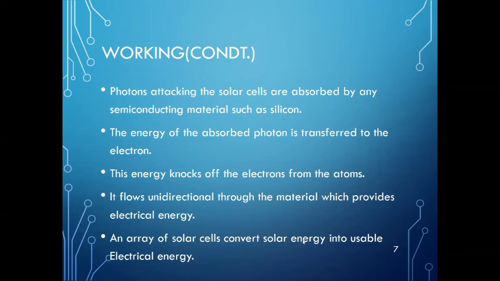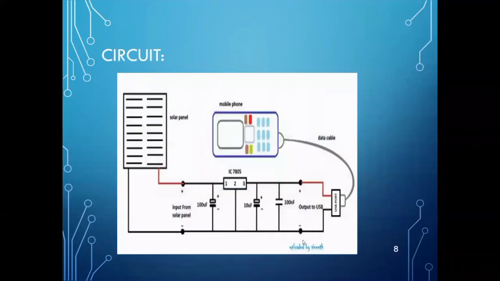Next, circuit diagram. So here is the circuit diagram of the solar mobile charger. Here we are getting inputs from the solar panel. Then we have a 100 microfarad capacitor. Then IC7805, the voltage regulator IC, which controls and regulates the voltage, and a 10 microfarad capacitor and a 100 nanofarad capacitor parallel to it. And then the output goes to USB.